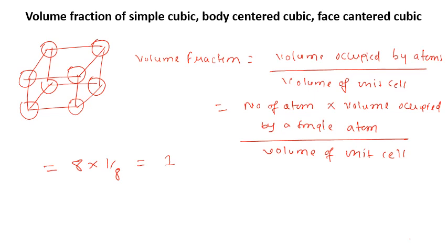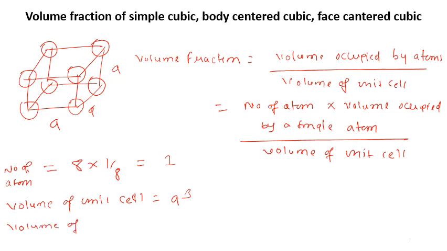And this is the number of atoms. If I calculate the volume of unit cell, it is equal to a cube. If I take a as the lattice parameter for the cubic system, the volume of a unit cell becomes a cube. And if I consider my atom as a hard sphere, the volume of the hard sphere or atom is equal to 4 by 3 pi r cube.